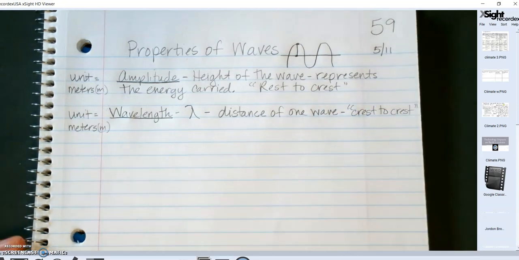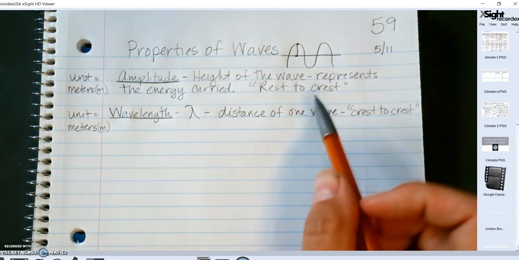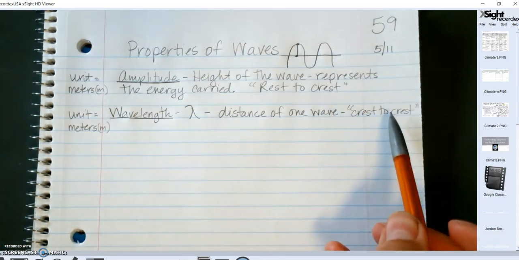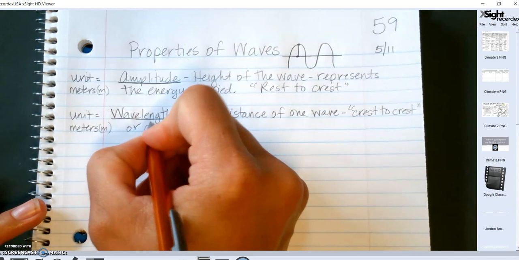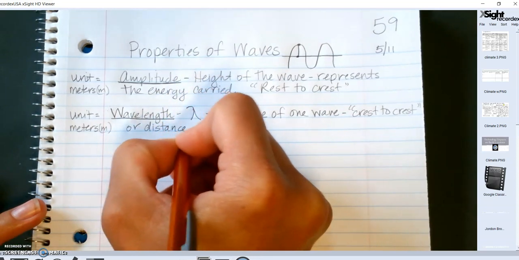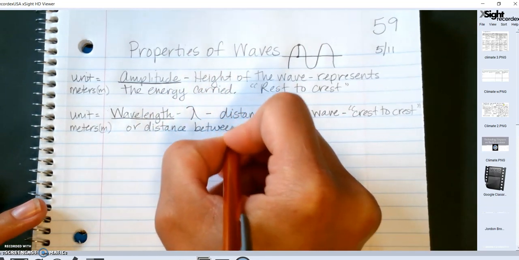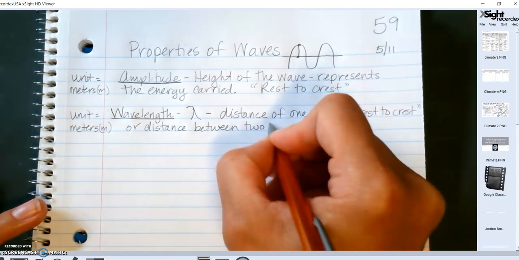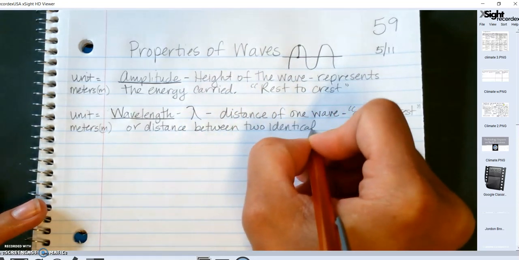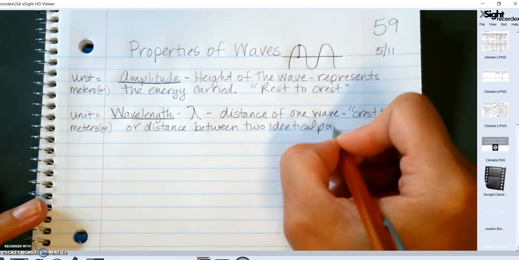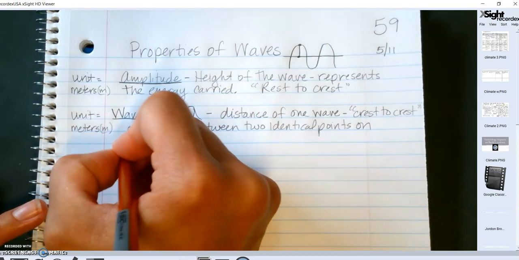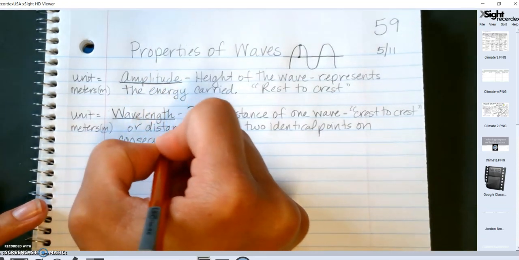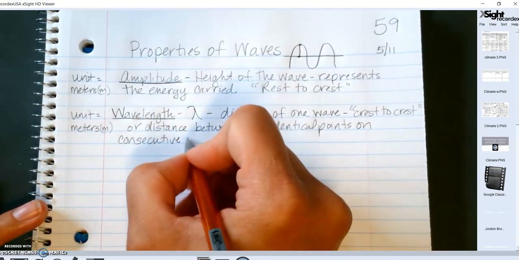So I'll put that in parentheses. We measure from the top of one crest to the top of the second crest. That's the easy way to do it. Or you can do the distance between two identical points on consecutive waves.